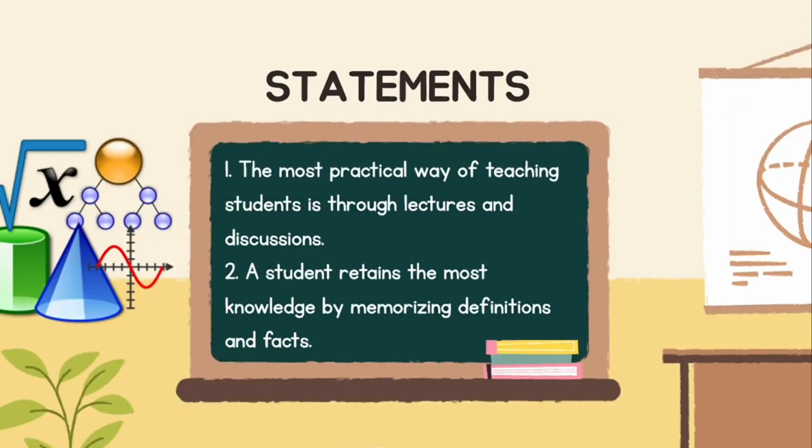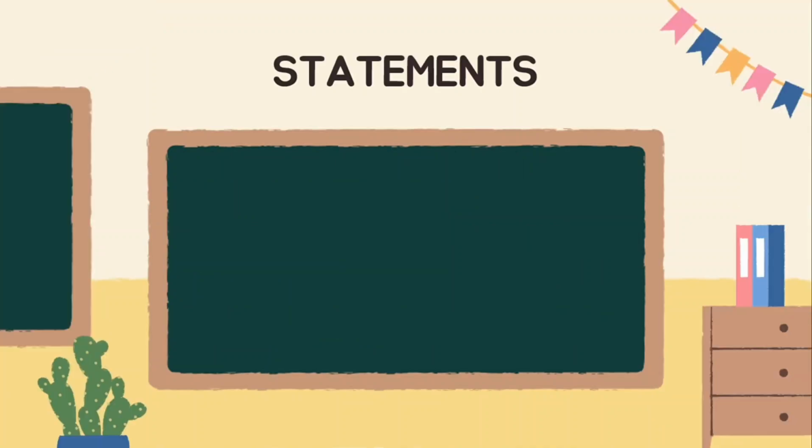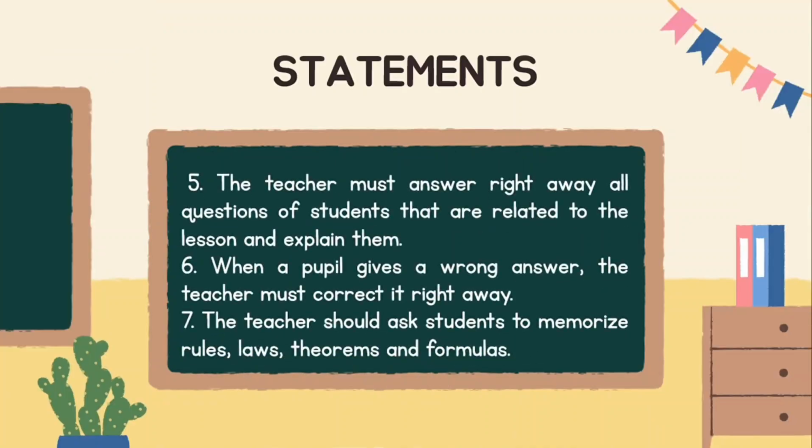1. The most practical way of teaching students is through lectures and discussions. 2. A student retains the most knowledge by memorizing definitions and facts. 3. A learner learns best through repetition, drill, and practice. 4. A student gains knowledge by listening to the teacher's explanation. 5. The teacher must answer right away all questions of students that are related to the lesson and explain them.